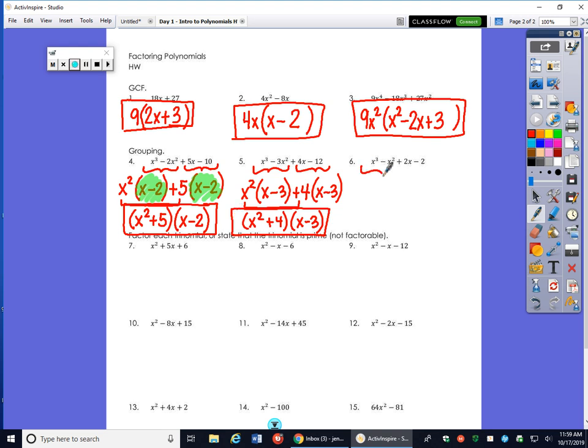Okay, number 6, the first 2 terms have an x squared in common, leaving you with x minus 1. And when you take out everything, you have a 1 left over. And then the next 2 have a 2 in common, leaving x minus 1 as well. So now the GCFs get put in one binomial, and then the x minus 1 gets written just once.